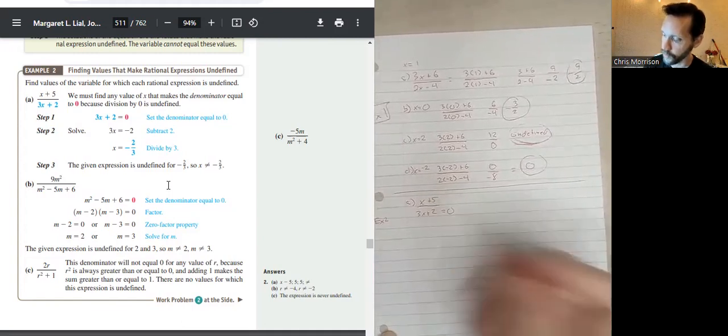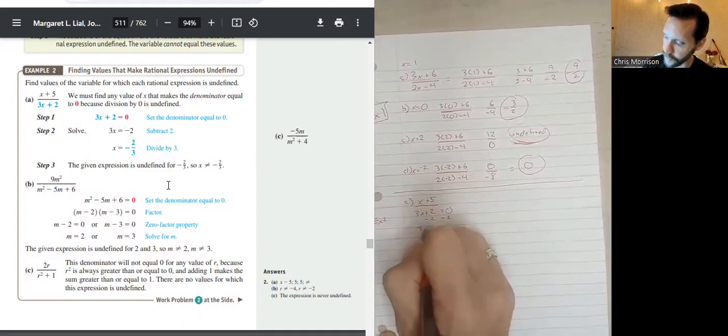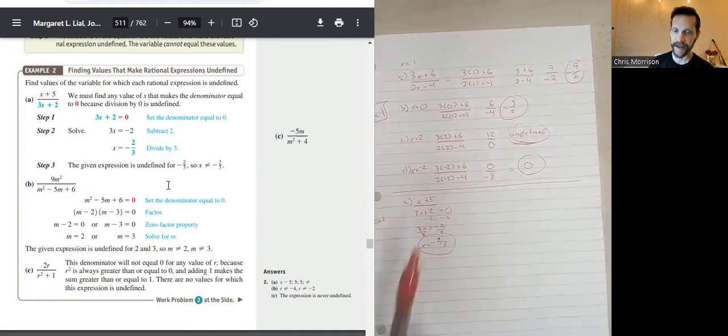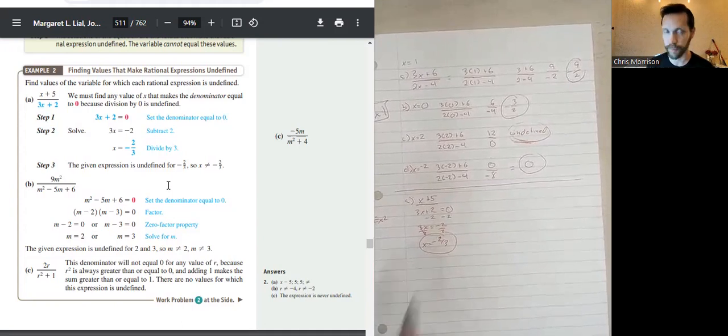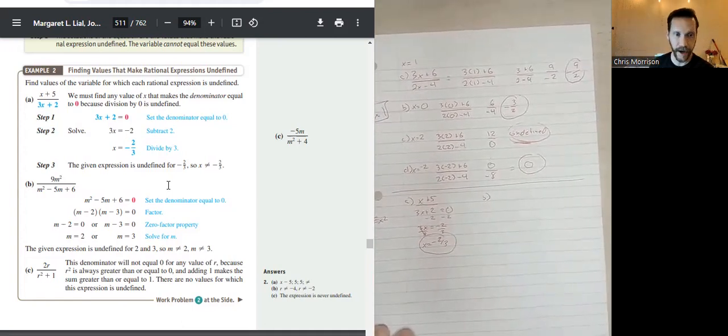So if I do 3x plus 2 equals 0, I can just subtract 2 from both sides. That gives me 3x equals -2. Divide by 3 so that x equals -2/3. If x is -2/3, then I know that the entire expression is undefined. So when you're finding out what's an undefined expression, just take the denominator, set it equal to 0, and then solve that equation. Let's look at example B to see one that's just a hair more complicated.